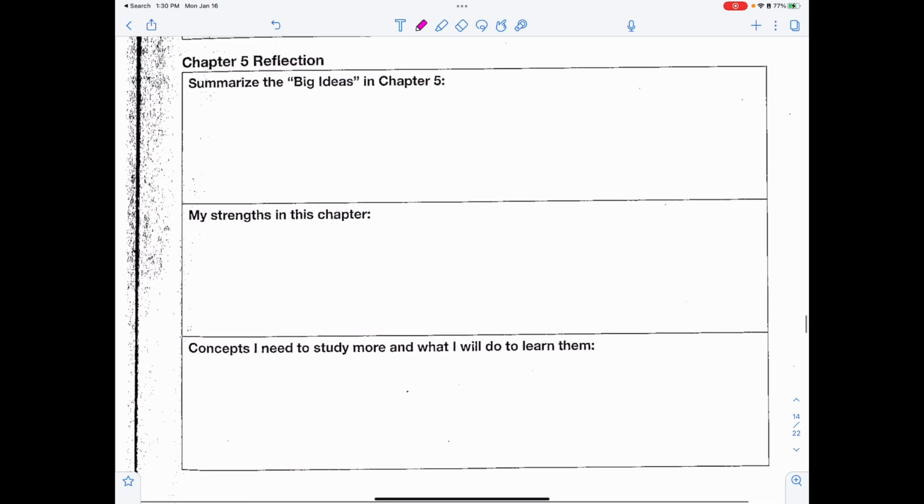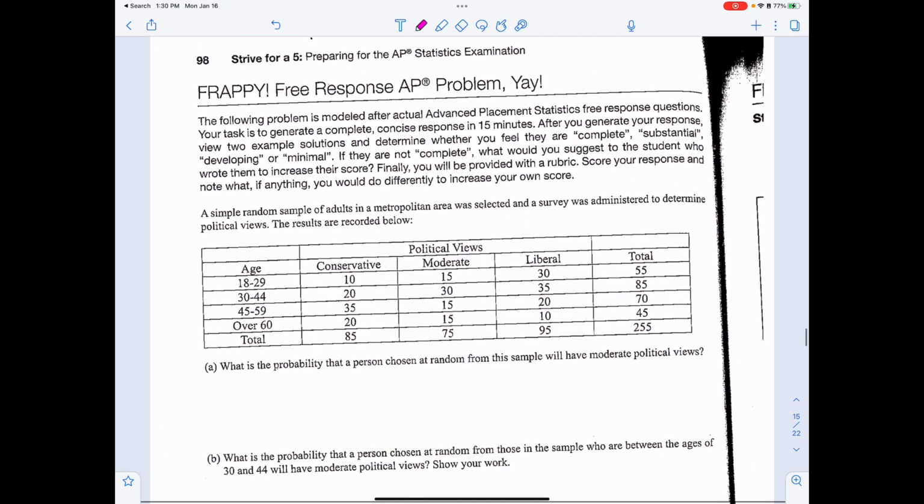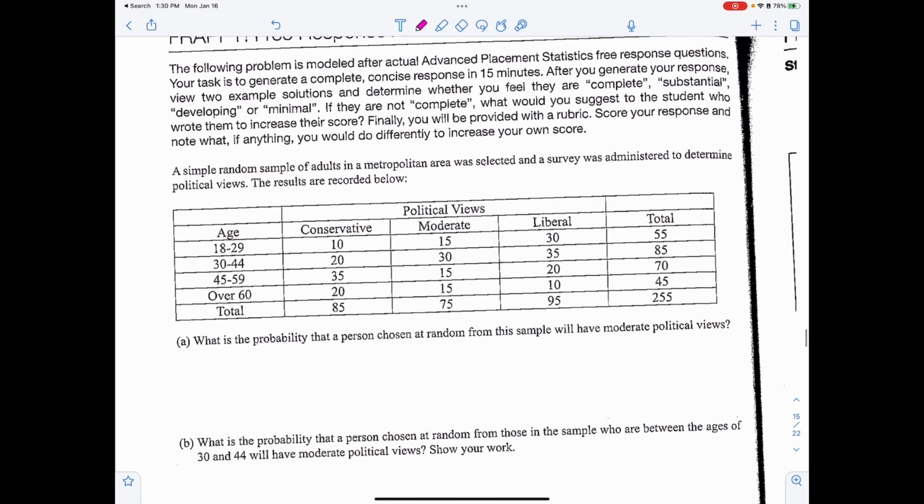So concepts, you can give your concepts your strengths and weaknesses. We can go ahead and look at this one here. So it says we have the following problem. A simple random sample of adults in a metropolitan area was selected, and a survey was administered on political views. The results are below. What's the probability a person chosen at random from the sample will have a moderate political view? Just moderate political views right here.